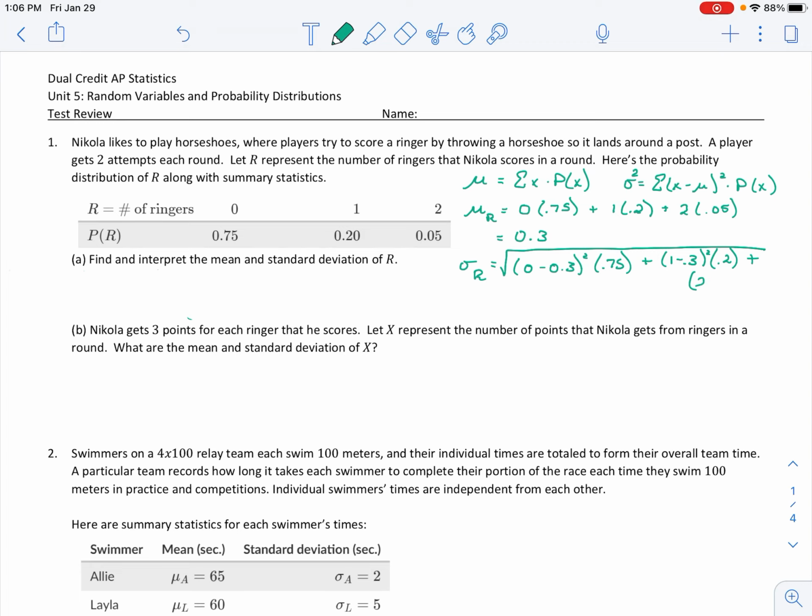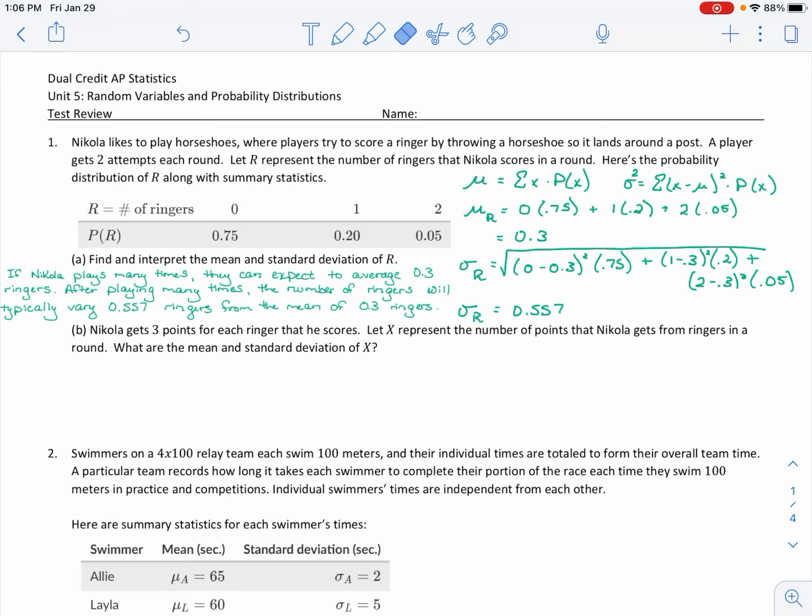Now I'm a little out of room, but once I square root that sum, I will have my standard deviation of this distribution of the number of ringers, which is about 0.557-ish. So I am supposed to interpret this, so just as a reminder how we interpret mean and standard deviations of probability distributions. If this person plays many times, they can expect to average 0.3 ringers, and the number of ringers will typically vary about 0.557 from the average of 0.3.